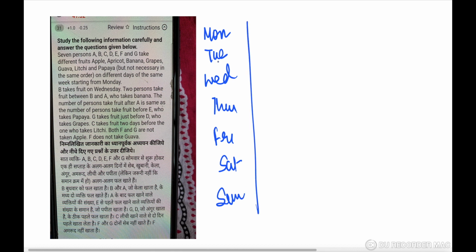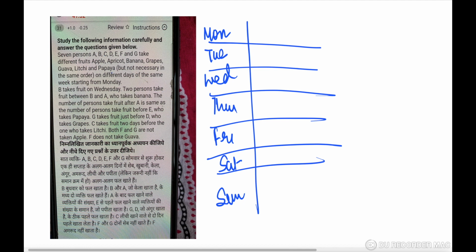7 persons A, B, C, D, E, F and G take different fruits on different days. So this is the day puzzle: Monday, Tuesday, Wednesday, Thursday, Friday, Saturday, Sunday. B takes fruit on Wednesday. 2 persons take fruit between B and A, who takes banana.